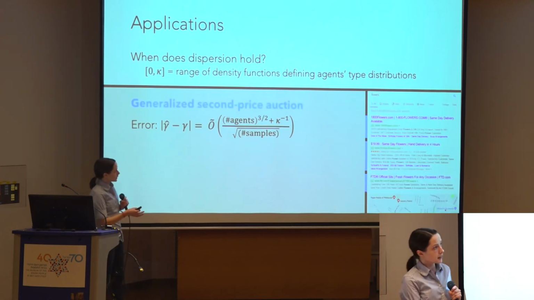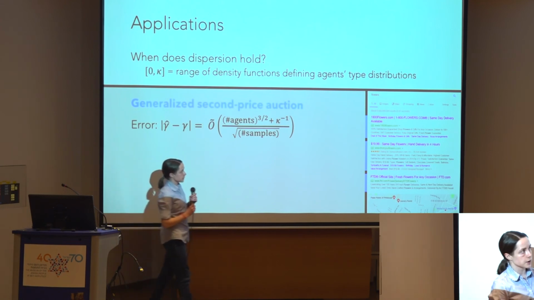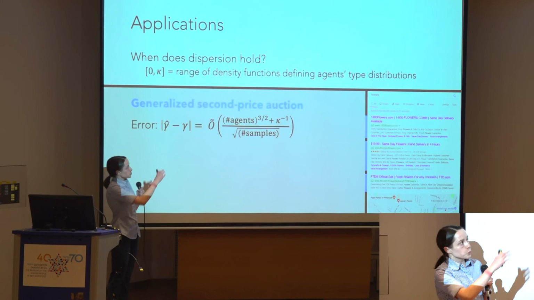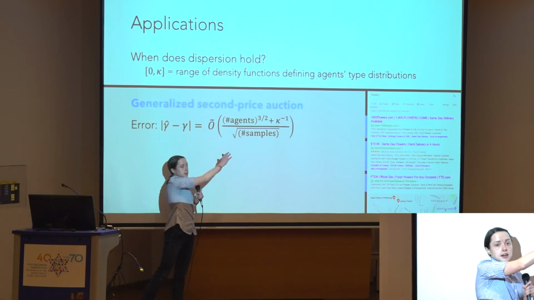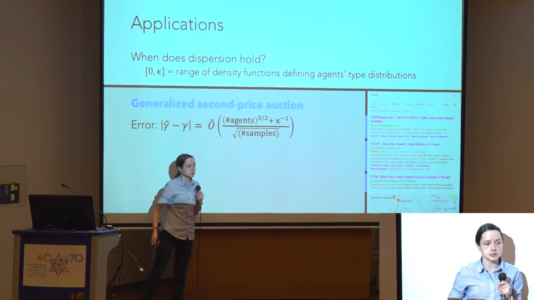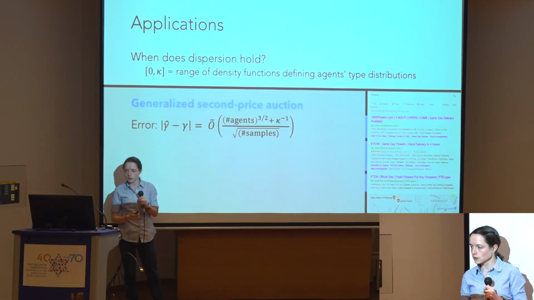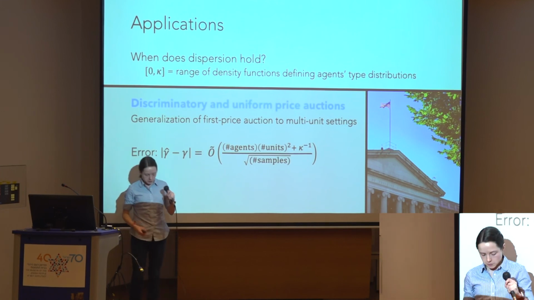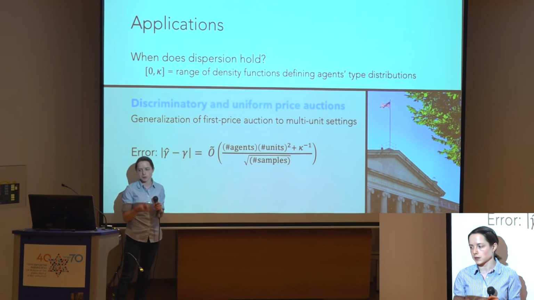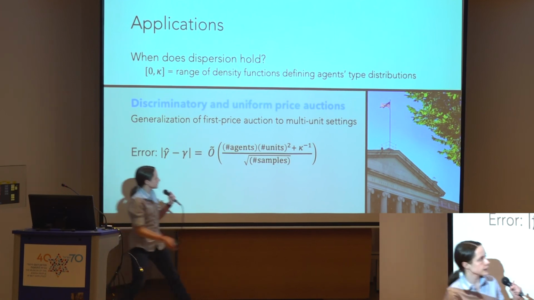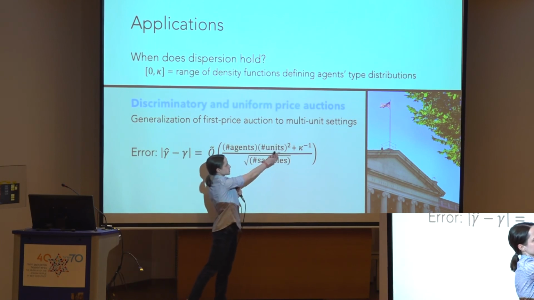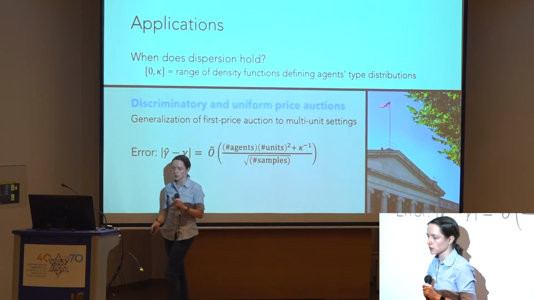Moving on to generalized second price auctions, which are again used for sponsored search auctions, we show that the estimation error is pretty much the same as for the first price auction, except now the number of agents is raised to the 3/2. We look at the discriminatory and uniform price auctions, which are basically just like the first price auction, but for multiple units. And here our estimation error is the number of agents times the number of units squared plus 1 over kappa, divided by square root of the number of samples.